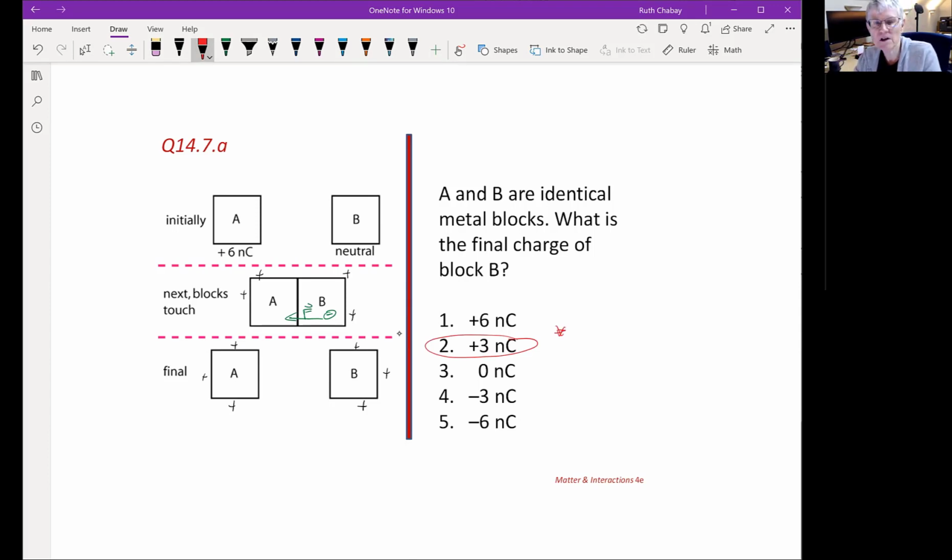Now, if they'd been insulators, the story might have been different, because since there aren't any mobile charges, if we touch the insulators together, except for charge right at the surface that might decide it's happier being bonded to block B, the charge on block A really can't move. And so we could bring them together and take them apart, and the charge of the blocks wouldn't have changed. A would still be positive and B would still be neutral. But the fact that they're conductors meant that. So this is called charging by contact.